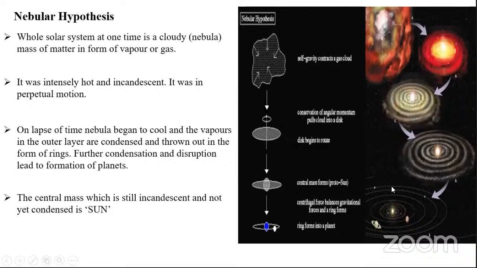Finally, some rings were formed in that ring area. Today, what we so-called planets have been formed. This is how the nebular hypothesis was completely explained.